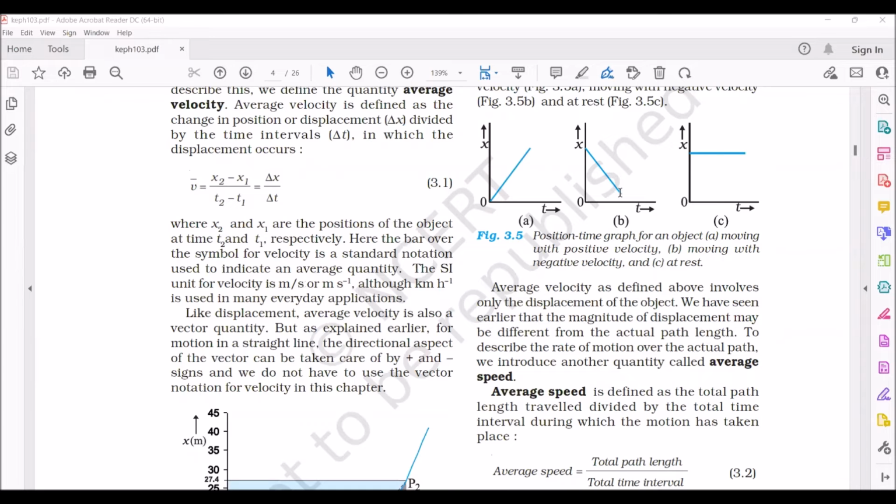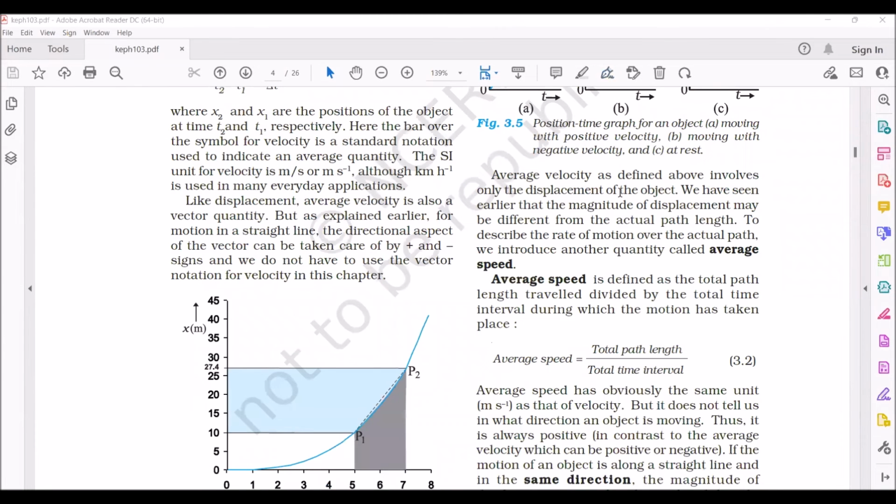Now, what is average speed? What is the difference between average velocity and average speed? As we discussed earlier, average velocity involves only the displacement of the object. But in reality, the object may not move in a straight line only. The object may not move in the shortest path only. It may move in other paths also.